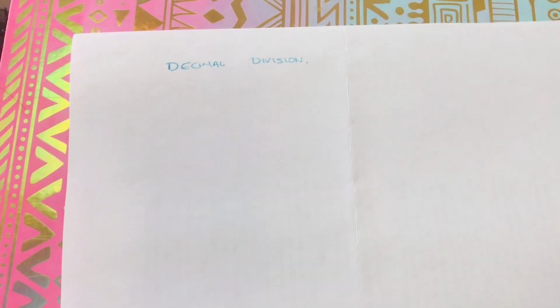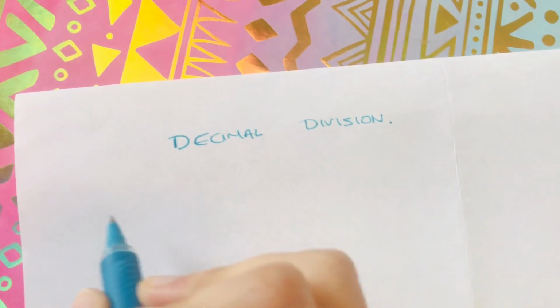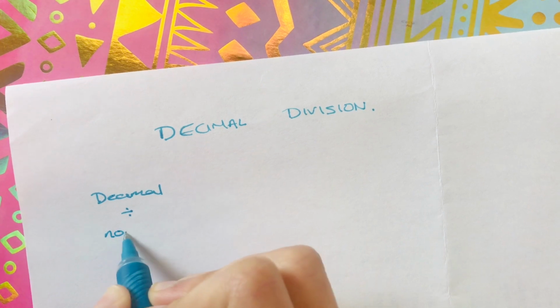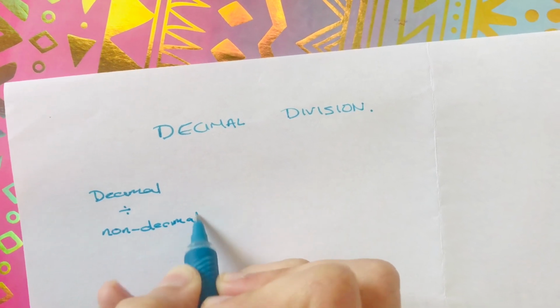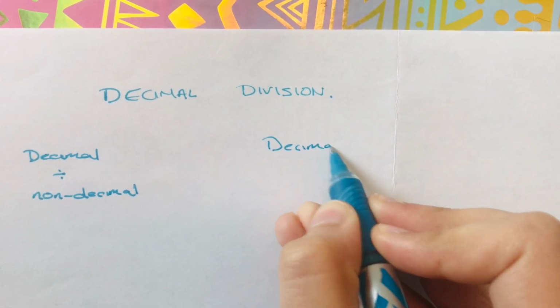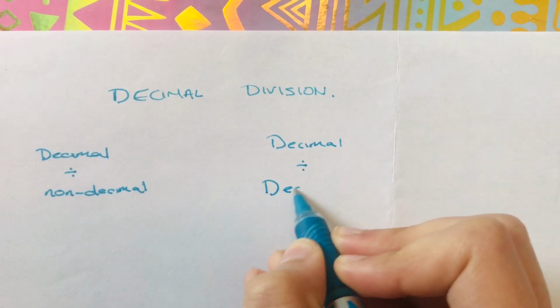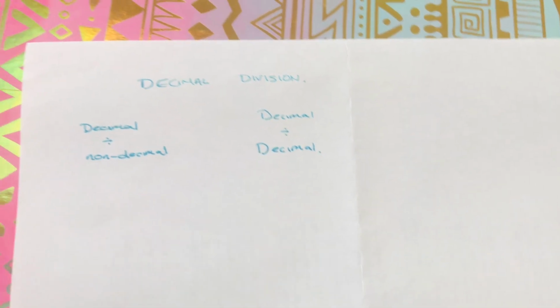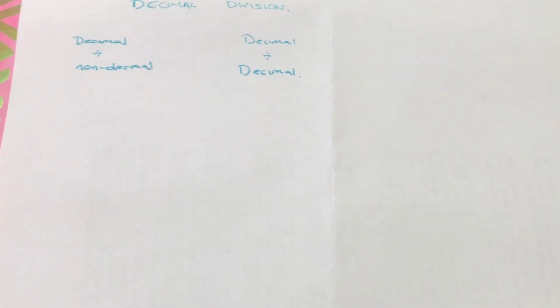So, decimal division. In any exam, whenever you face a question that involves decimal division, the question will come in two ways. The first way is a decimal divided by a non-decimal, and the other way is a decimal divided by a decimal. These are the two ways such questions can come up, especially in your exams. That's mostly where you'll find decimal division.